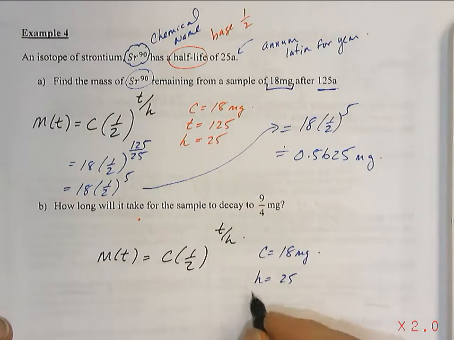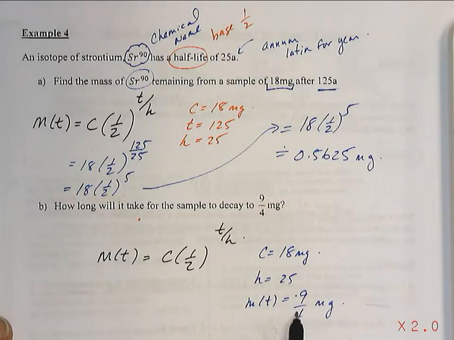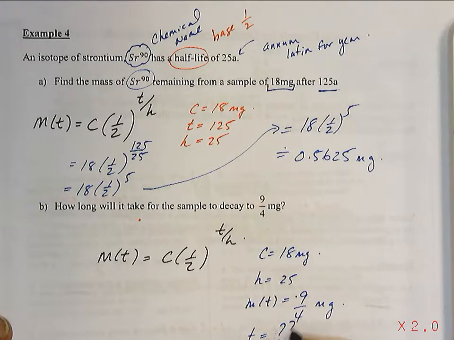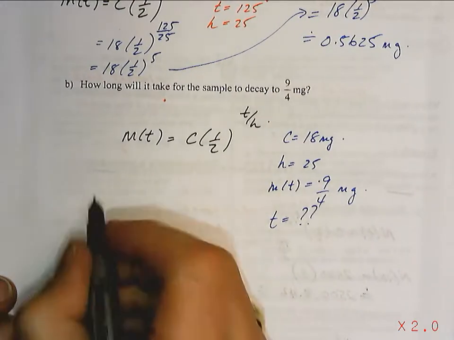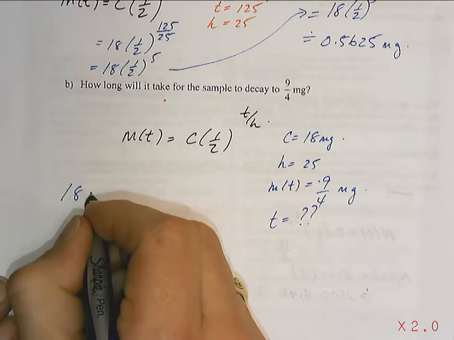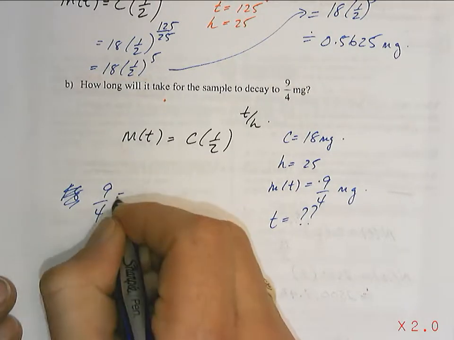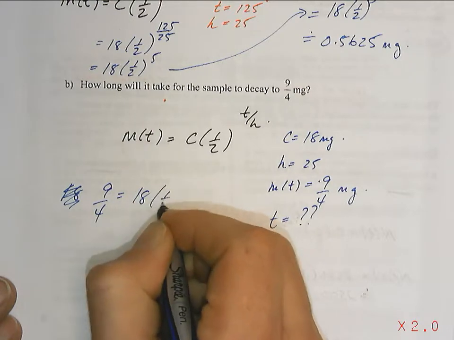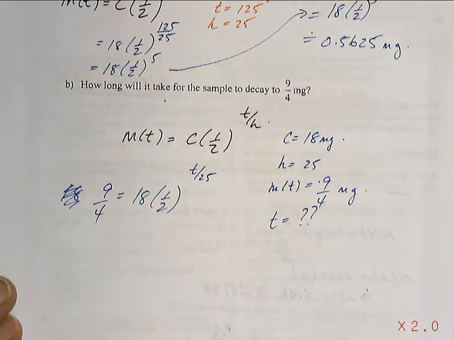They want it to decay to 9/4 milligrams. Now, they're working in fractions for a reason. I wouldn't put that as a decimal, guys. Let's fill it in. What are they looking for? They're looking for how long it is going to take to do that. So let's fill in what we've got. We've got 18. Oh, the 18 doesn't go there. My mistake. You've got 9/4 equals 18, 1/2 to the T over 25.